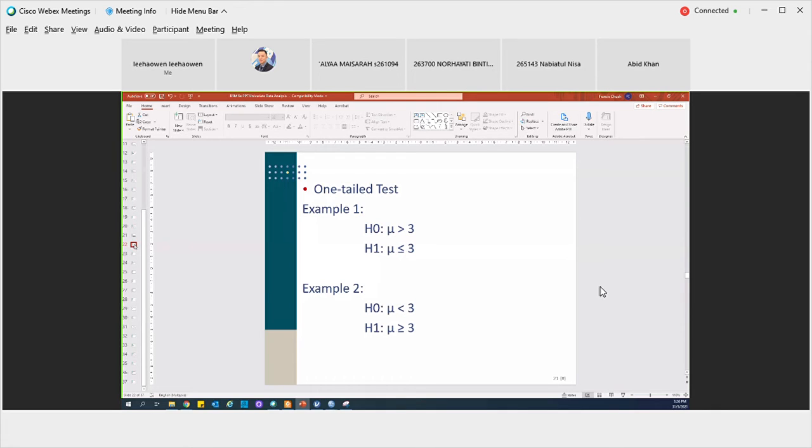Okay, if you are doing a one-tail test, you can speculate whether the mean is equal to 3 or less than 3, and then your null hypothesis will be more. So this one you have understood.